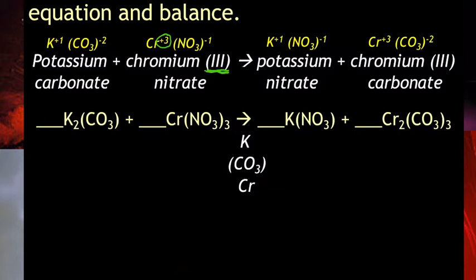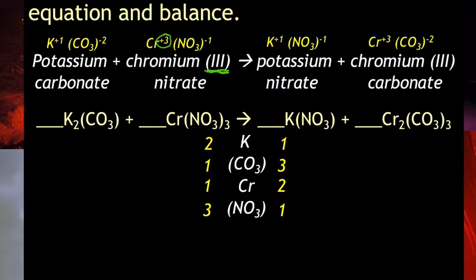Okay, so let's count up each atom on the left side. We have 2 potassium atoms, 1 carbonate, 1 chromium, and 3 nitrate. On the right side, we have 1 potassium, 3 carbonate, 2 chromium, and 1 nitrate.